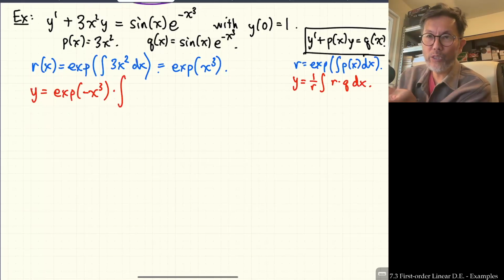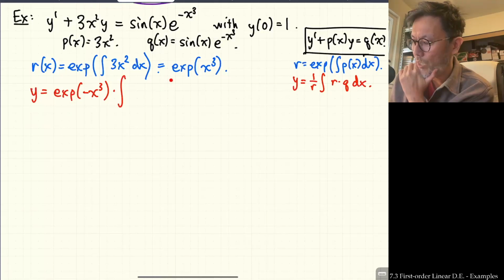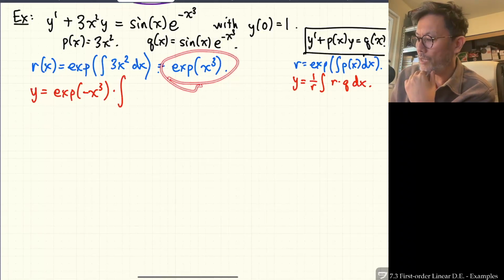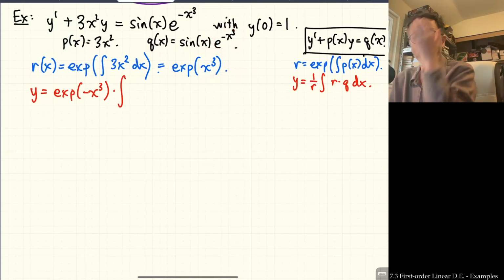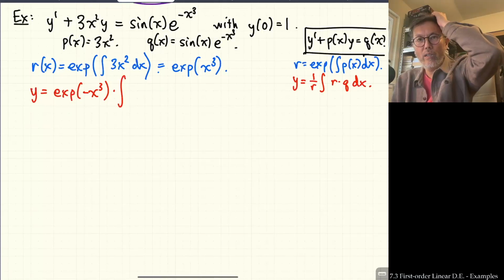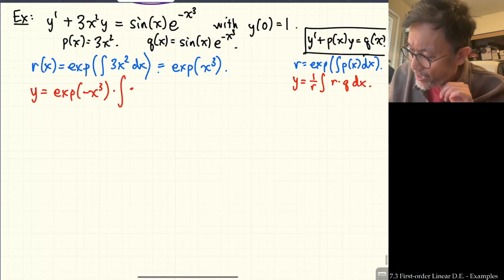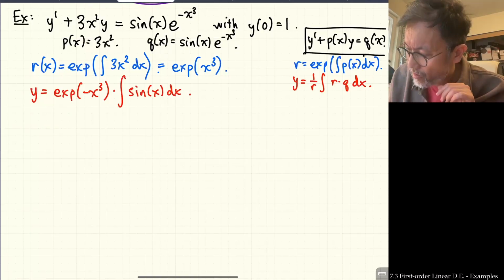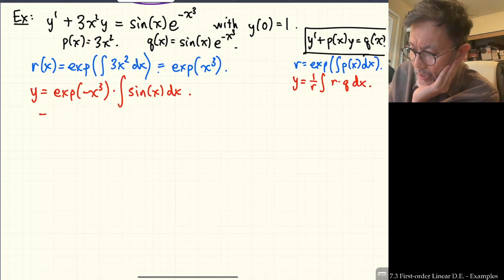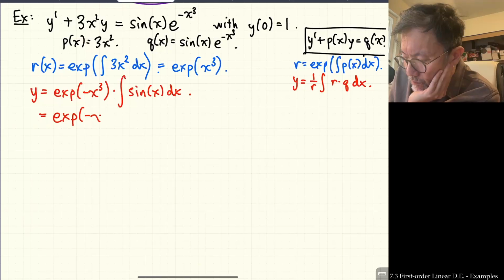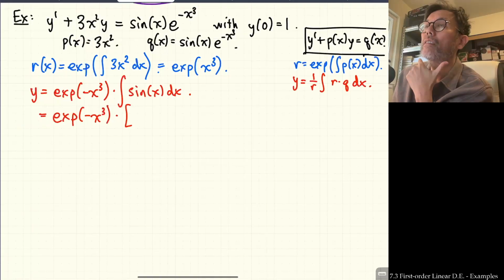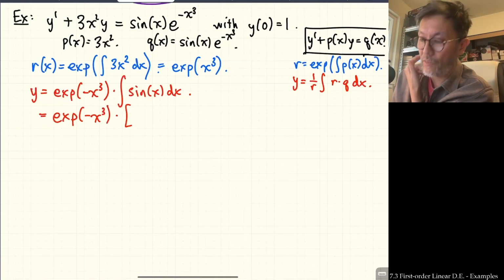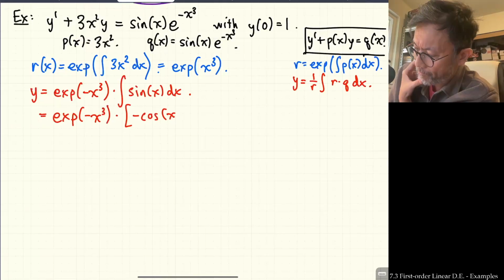Q is right there. Do you see this is a textbook problem, it's really concocted here, quite artificial. When we multiply r by q, this x cubed is going to cancel and annihilate this e to the negative x cubed. And so we're going to be left with the integral of sine of x dx. This is easy peasy now. What is the integral of sine of x? I think it's negative cosine of x plus c.